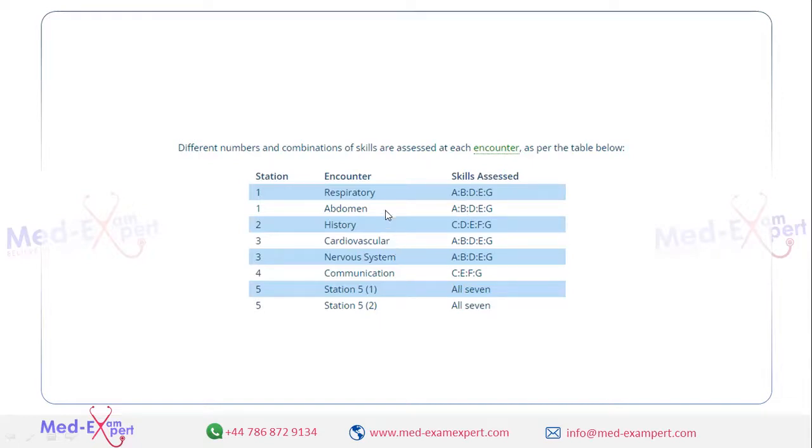Station 3 is basically similar to station 1. So is the communication station, where you're going to be assessed on 4 skills, except for differential diagnosis. In station 5, you'll be tested on all 7 skills, and in each station you will have 2 examiners. So the maximum marks will be given in station 5, where each examiner will give you 14 marks. That is 7 into 2, which is 14, and with 2 examiners, 28 marks per encounter.